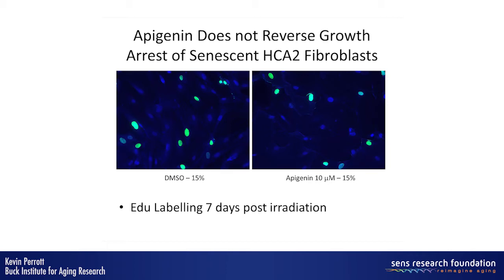Again, you don't want to be reversing cellular senescence. You don't want senescent cells to re-enter the cell cycle as a result of your drug treatment, and we found that with EdU labeling, which is a fluorescent probe that's incorporated only into dividing cells, the difference between DMSO and Apigenin, there was no difference. They were both about the same. So we were happy with that.